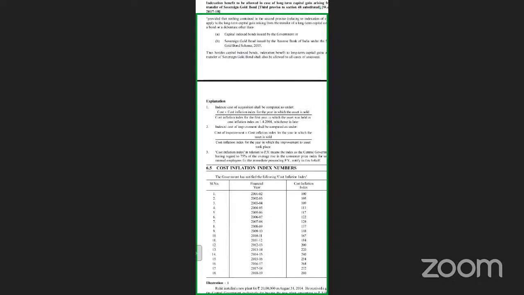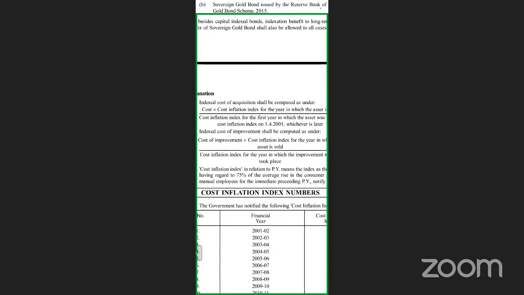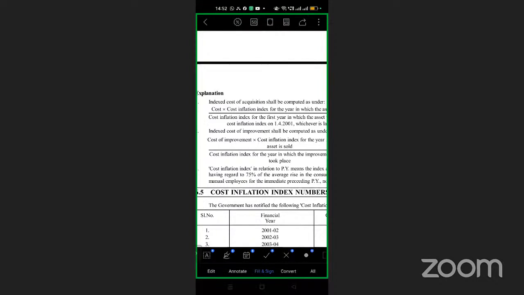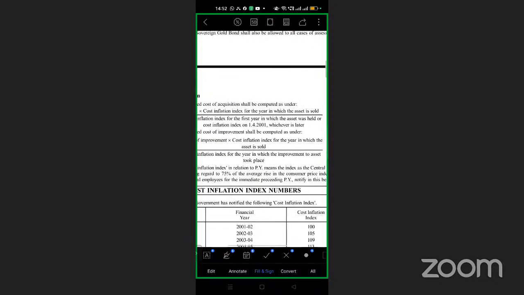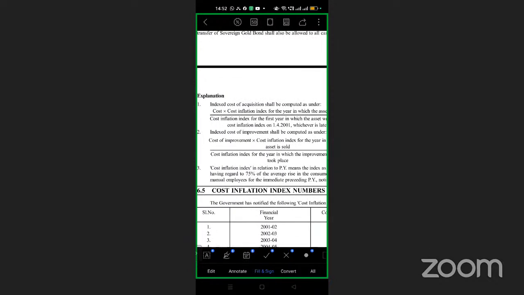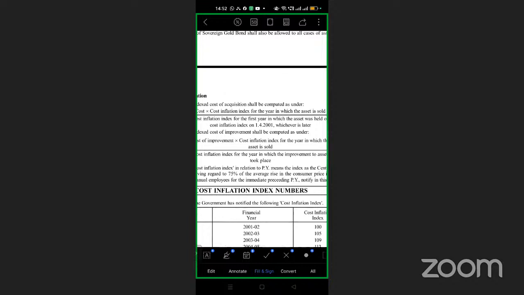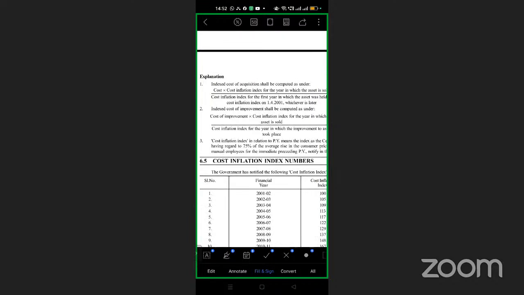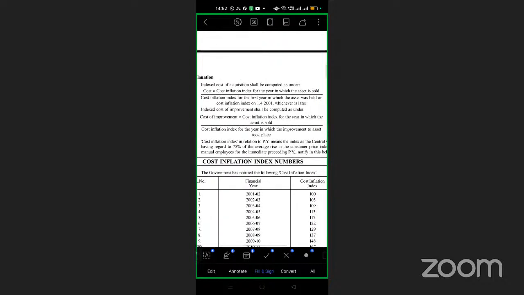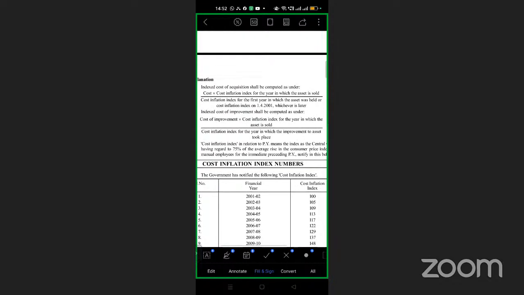See, this is how we just now did the indexed cost of acquisition. Cost into cost inflation index for the year in which the asset is sold. So the cost was 7 lakhs, 7 lakhs into the cost inflation index of the year in which the asset is sold, 331, divided by the cost inflation index for the first year in which the asset was held. The asset was held in 2004-05 and it was 113. This is the formula to calculate the indexed cost of acquisition.